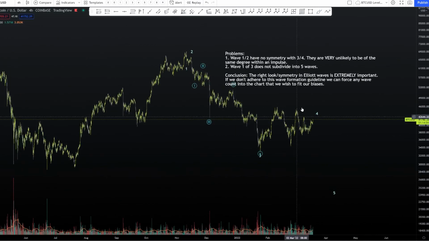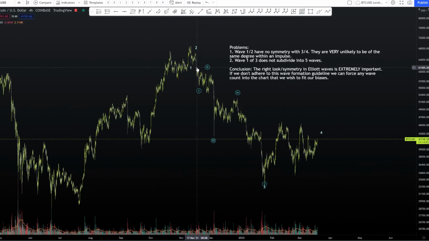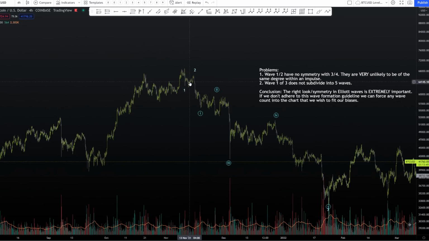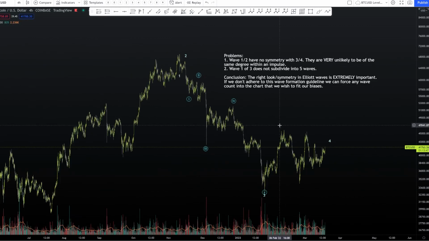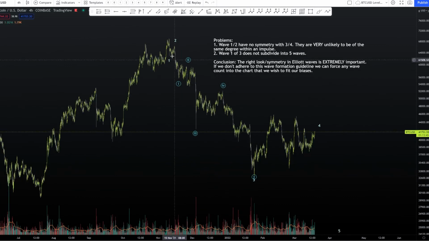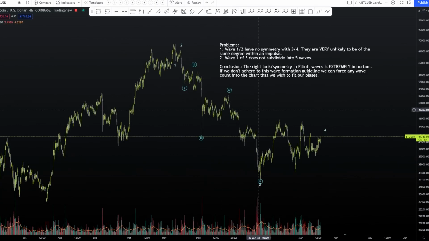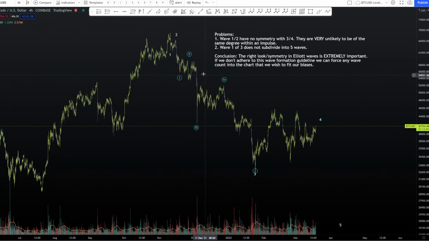Now, the reason this is not valid is because this wave 1 and 2 have no symmetry with wave 3 and the 4. So, for example, this wave 1 and 2 right here are of the same degree as this wave 3 and 4. However, the length of time that it took to complete the wave 3 and the wave 4 has far exceeded the length of time that it took to complete this wave 1 and 2. Now, of course, you could get extended wave 3s, and this would be an extended wave 3. However, you still want to see some semblance of symmetry to indicate that they're of the same degree.